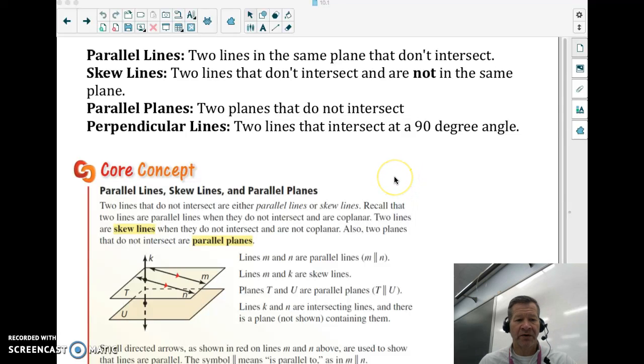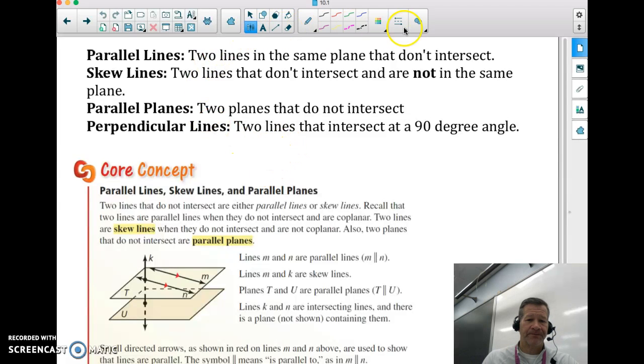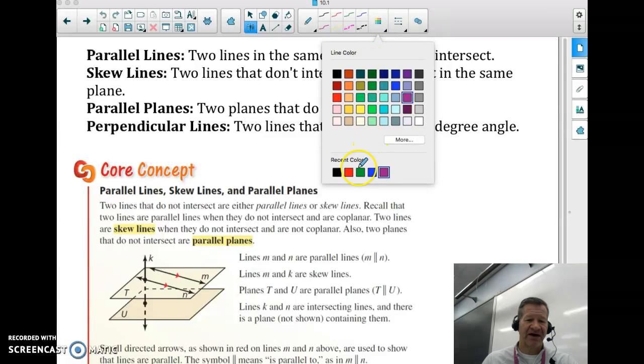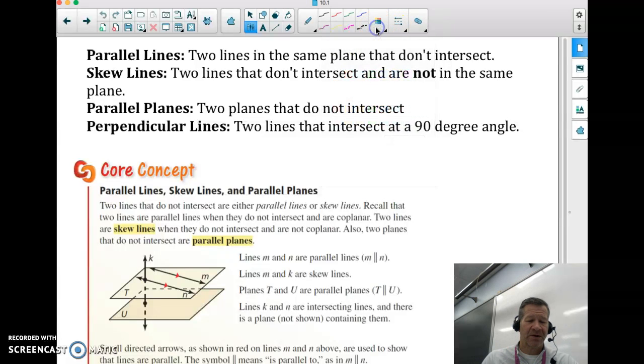Section 10.1, we are going to talk about, in this chapter, parallel and perpendicular lines. We're going to start out defining all the different types of lines that we're going to be dealing with. So, to begin here, I just want to define, and you've got a table in your note packets, lining up parallel lines, skew lines, parallel planes, and then perpendicular lines.